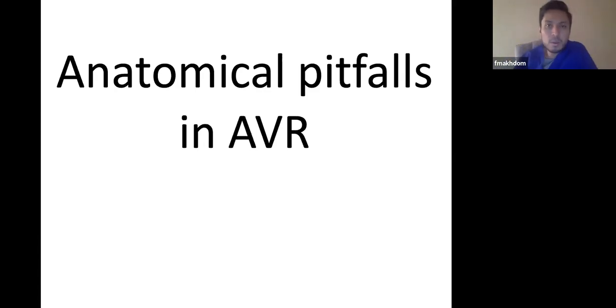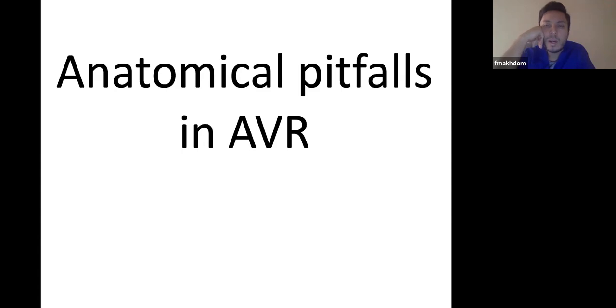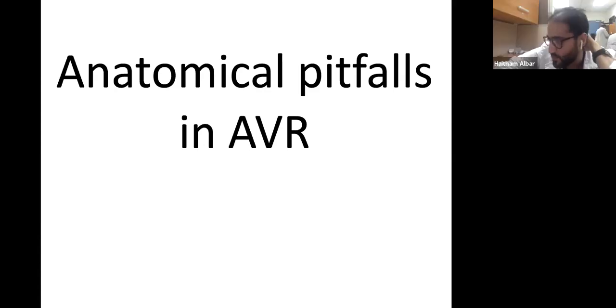Even for AVR, they use the cornet for AVR. Really? Some consultants have concern about using it for AVR. So does anyone have experience with the cornet and AVR in other centers? Hussein, what do they do with you? I think at University Hospital, we use it for mitral, but for aortic valve, I think they have concern to use it.